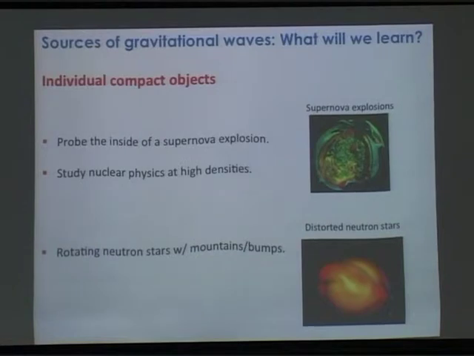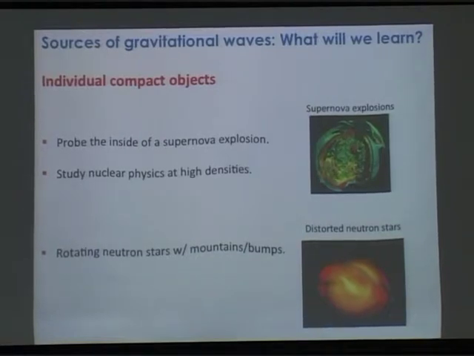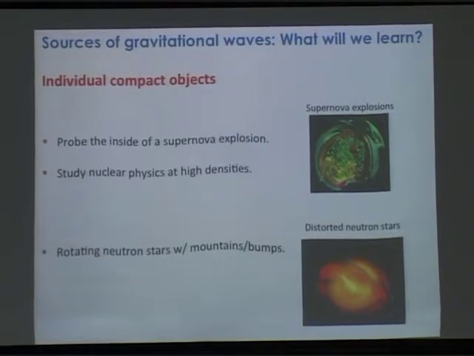And we also might be able to observe individual compact objects, like an individual neutron star that has a bump on it, and the gravitational waves produced by a rapidly rotating neutron star with some sort of deformity.